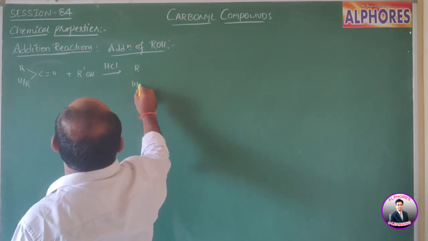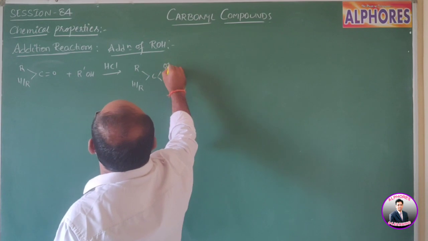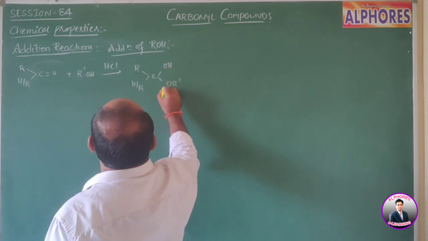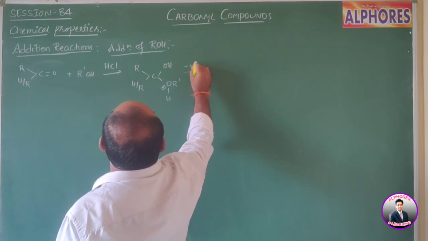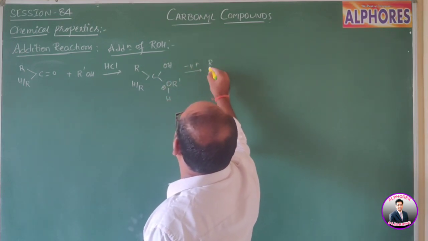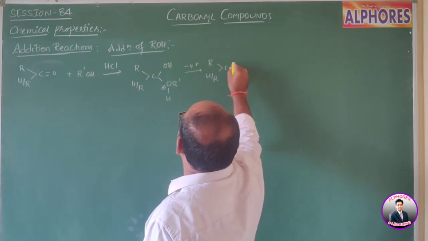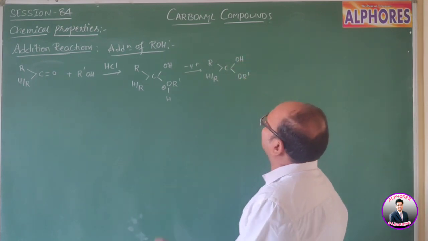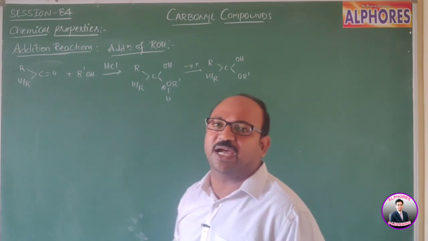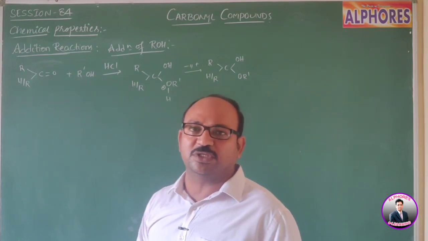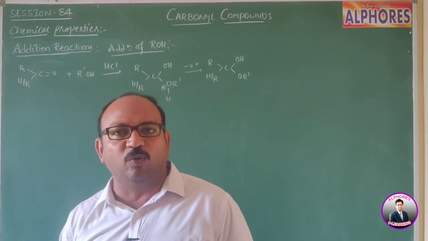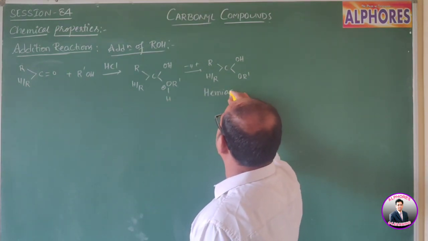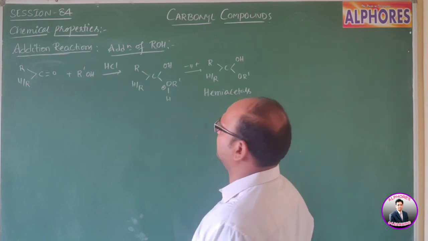Then R, H, R, C, OH and OR'H plus. Later this one gives off H plus. So we are getting R, H, R, C, OH and OR'. Those compounds in which OH and OR groups are both there are called hemiacetals.